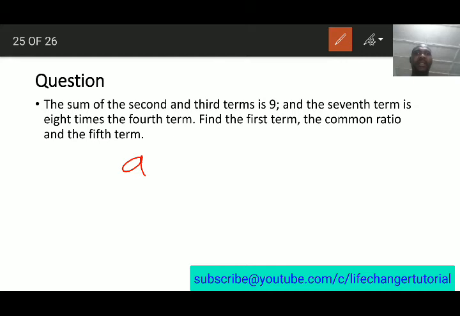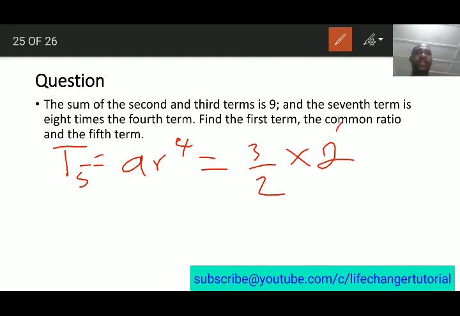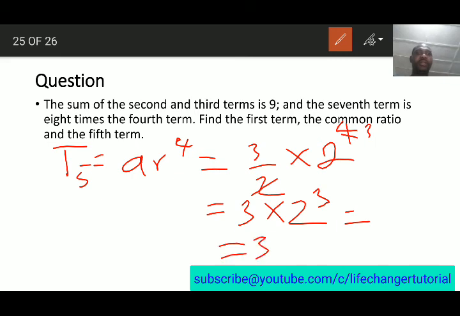Now let's see the fifth term. The fifth term is AR^4. That's what we were asked to find in the next question. So since my A here is 3 over 2, multiplied by my R here, which is 2, raised to power 4, that's going to be 3 times 2 raised to power 3, because this 2 cancels 1 here to be 3. So 3 times 2 raised to power 3 is going to be 3 times 8, and 3 times 8 is 24. So the fifth term is 24. Man, I'm loving this maths.